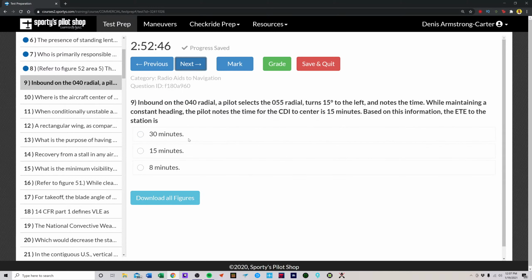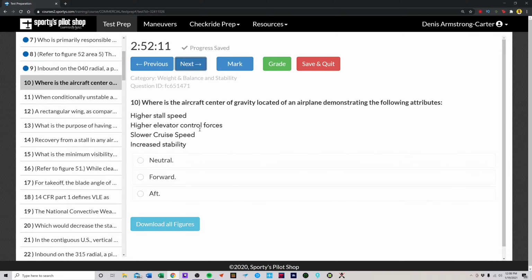There we go. Inbound on the 040 radial, pilot selects the 055 radial, turns 15 degrees left and notes the time while maintaining a constant heading. If anyone knows how to do this question, please, can someone help me on this question because I have no idea? We're just going to say 15 minutes. I don't even know how to do the calculation on this. Yeah, I have no idea. We'll skip that one.